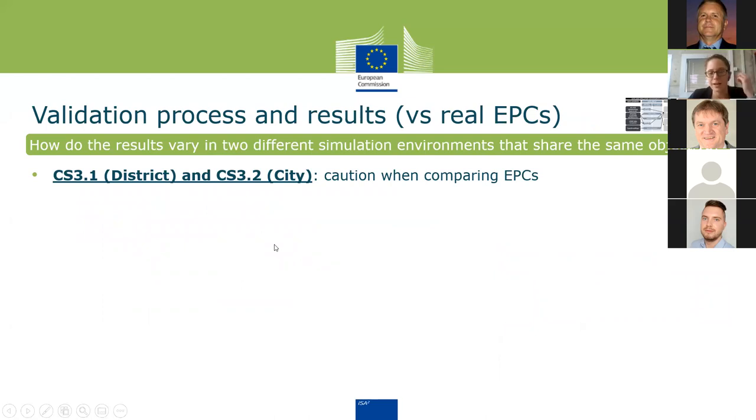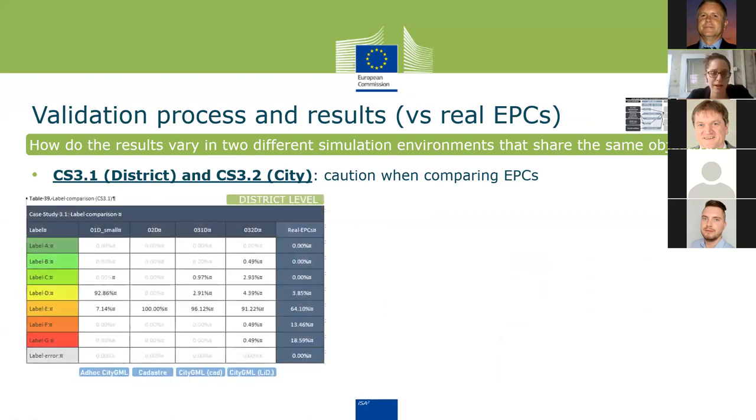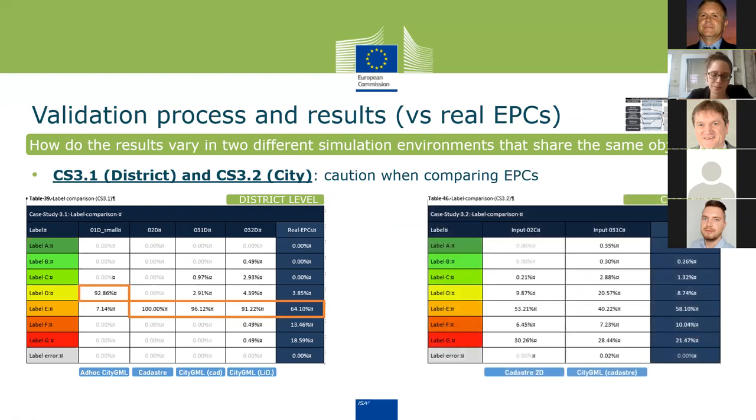And then the last comparison we made was comparing these results with real energy performance certificates, both at district and at city level. Of course, what I state here is a caution when comparing these EPCs, because as you may know, energy performance certificates are issued both at dwelling level and at building level. So we had to take care to know what to compare, because it is maybe not representative to take one dwelling as representative of a whole building. It depends where this dwelling is located, or if they have performed some refurbishment in this dwelling but not in the rest of the building, and so on.